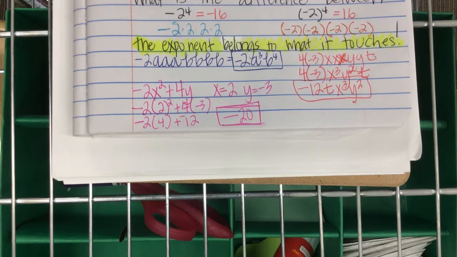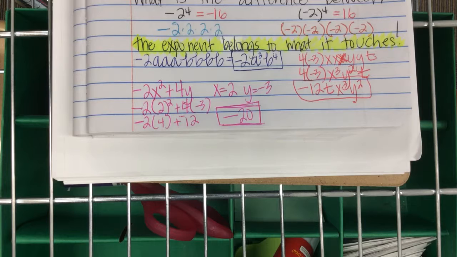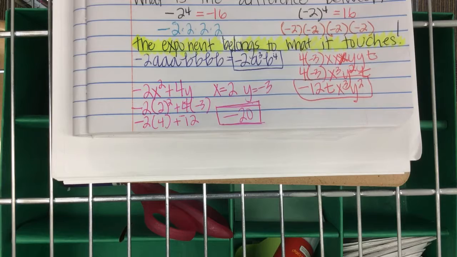I mean, don't always go with what I say. A negative. 4 times negative 3 is negative 12.